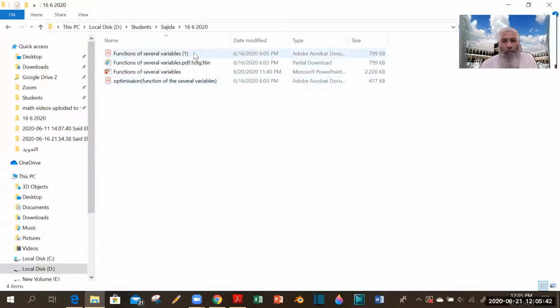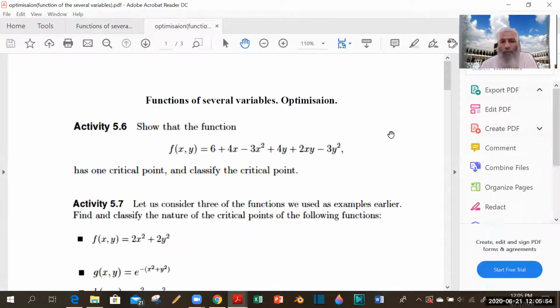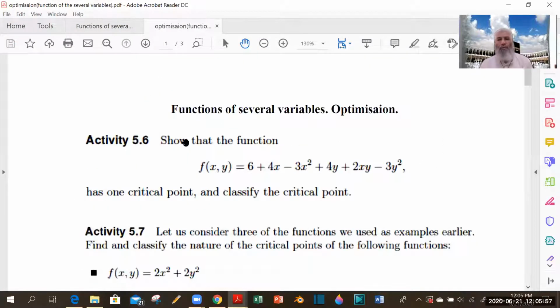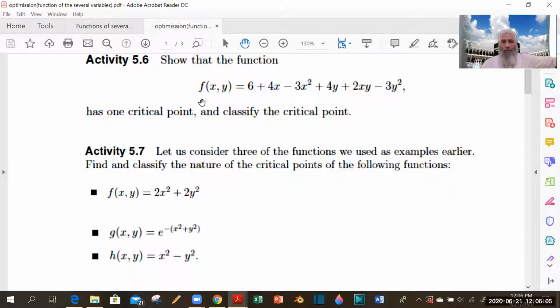This is the last thing I took. We studied this and this optimization. We didn't study this optimization with functions of several variables. Show that the function f of x and y equals 6 plus 4x minus 3x squared plus 4y plus 2xy minus 3xy squared has one critical point, and classify the critical point.